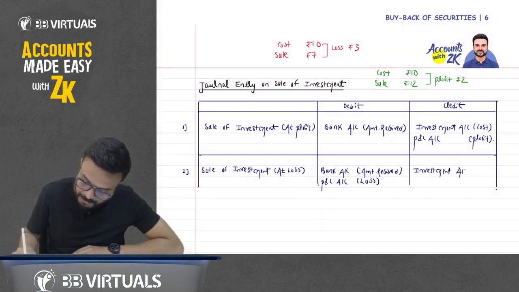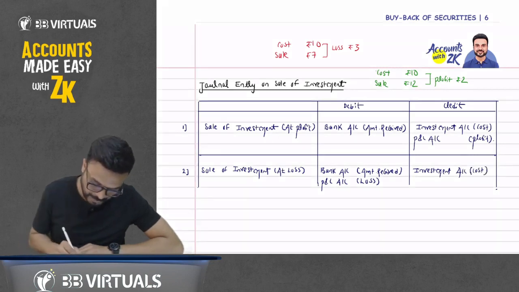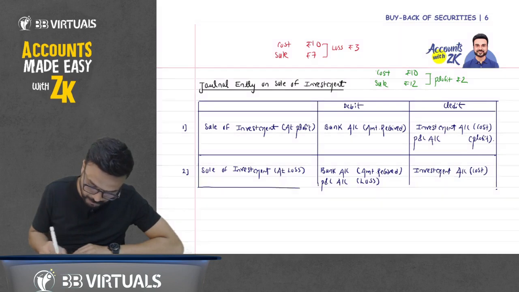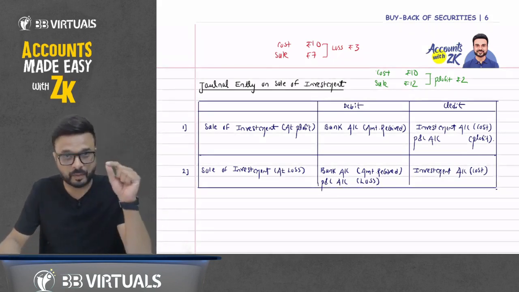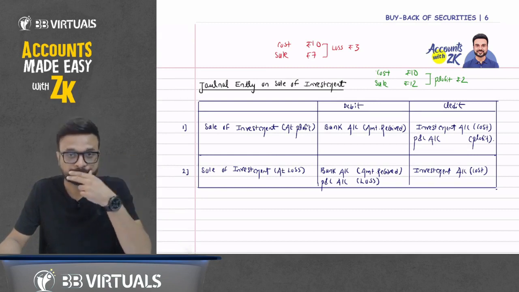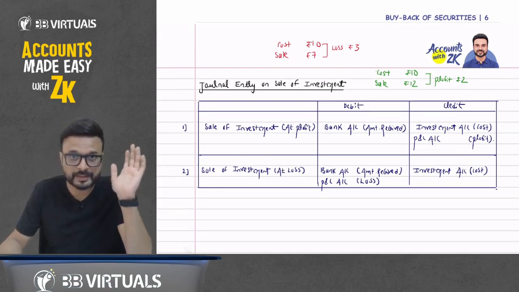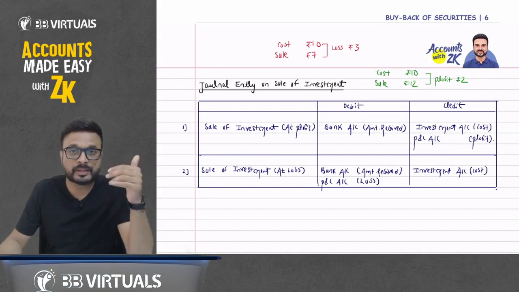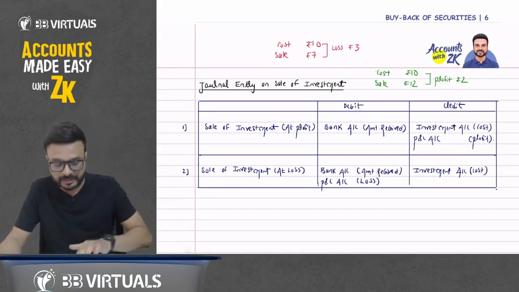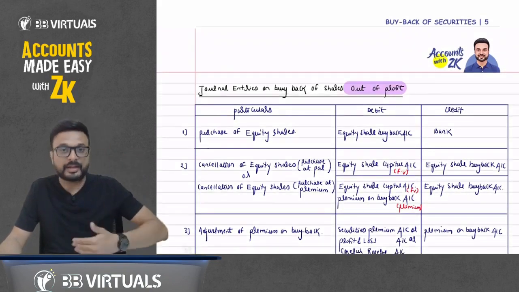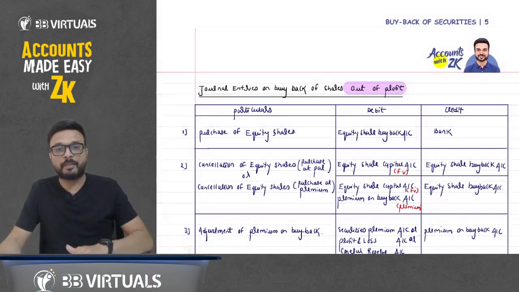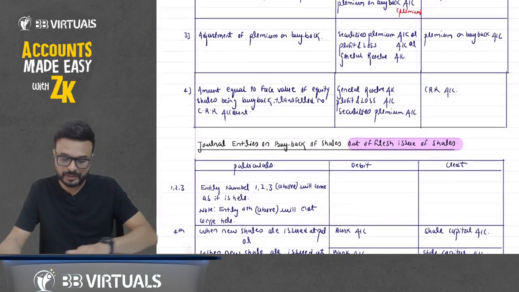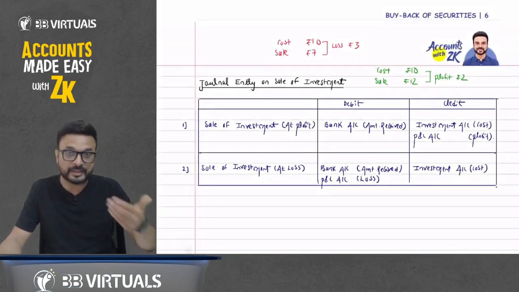So which account should be debited here? Bank account with the amount received. Which account should be debited with the P&L account? With the amount of loss and to investment account. All of you understand this? Okay. So this is about sale of investment. So we have discussed general entries: what entry we pass when we do buyback out of profit, when we do buyback out of fresh issue of shares, and the entry on sale of investment.